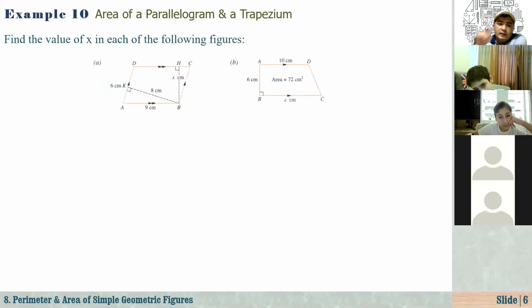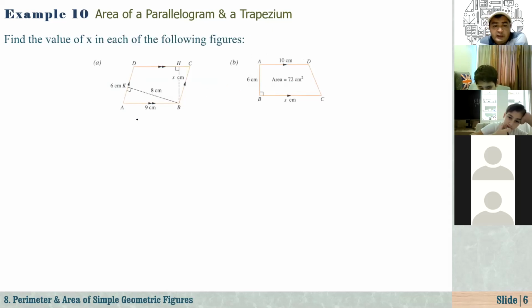All right. And how about this? Now, a little bit harder questions. Step by step, it's getting more and more complicated. In this question, it says find the value of x in each of the following figures. Let me solve this and you will do the next question.